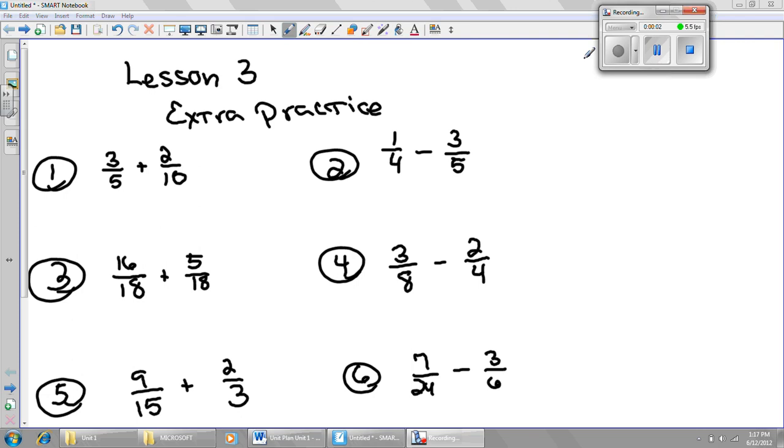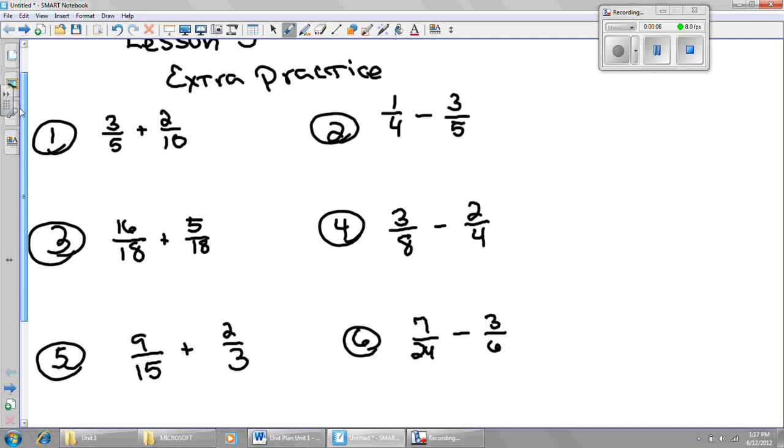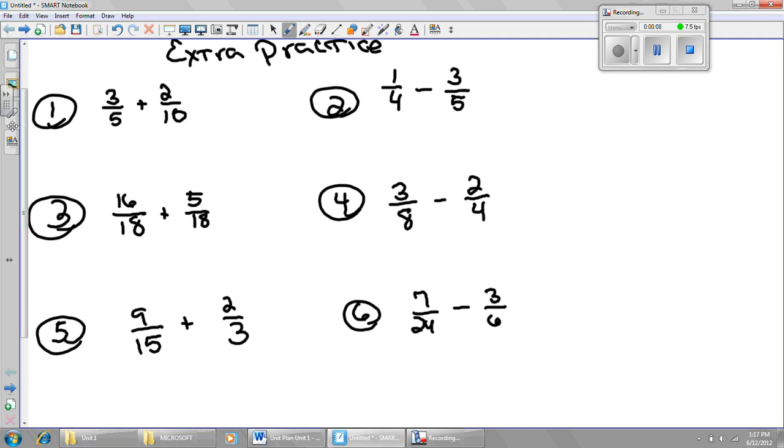Hey, algebra students, here is your extra practice problems. You can see these 6 problems here. You can pause the video and work them at your own speed. They should be pretty simple. And when you're ready, you can see my solutions.